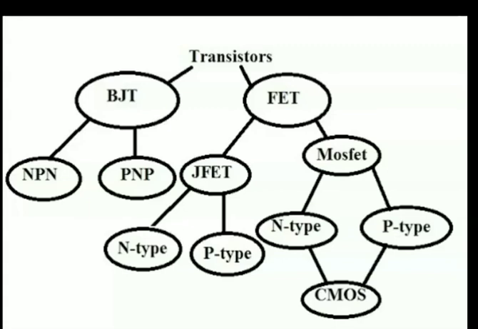Next is its types. There are two types of transistor, namely BJT and FET, and we also have the unipolar junction transistor. The difference between BJT and FET is that BJT is a current controlled device, whereas FET is a voltage controlled device. BJT is broadly divided into NPN and PNP transistors, whereas FET is again divided into JFET, that is junction field effect transistor, and metal oxide semiconductor field effect transistor. Then they are subdivided into N-type and P-type. In the next video, we will discuss its types in brief.